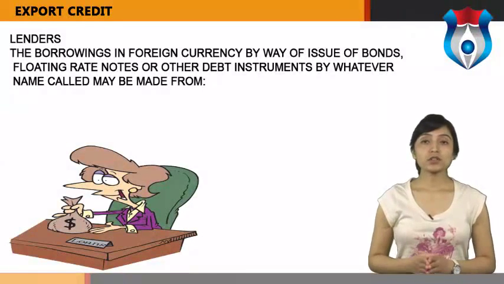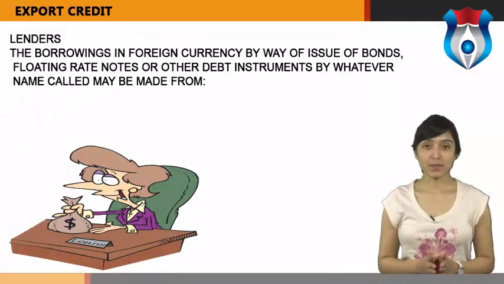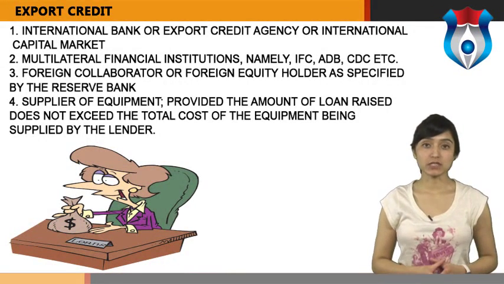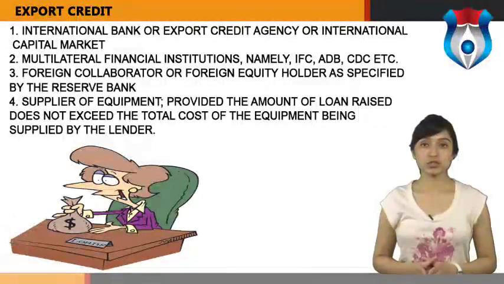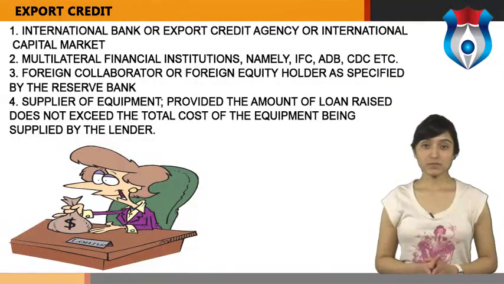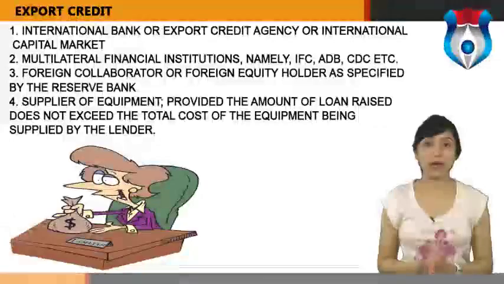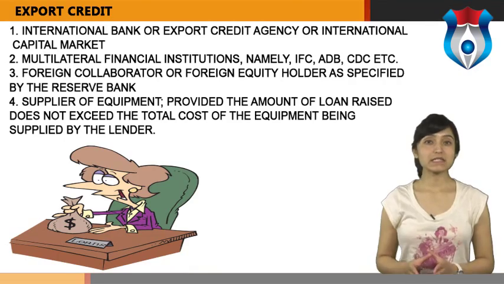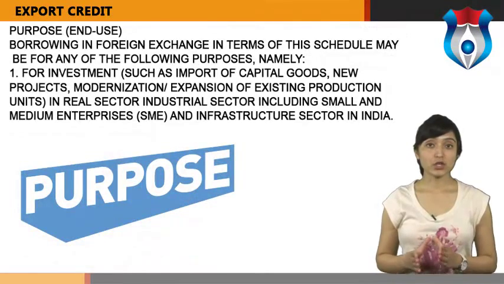The borrowings in foreign currency by way of issue of bonds, floating rate notes or other debt instruments by whatever name called may be made from international bank or export credit agency or international capital market, multilateral financial institutions namely IFC, ADB, CDC, etc. Foreign collaborator or foreign equity holder as specified by the Reserve Bank. Supplier of equipment provided the amount of loan raised does not exceed the total cost of the equipment being supplied by the lender.